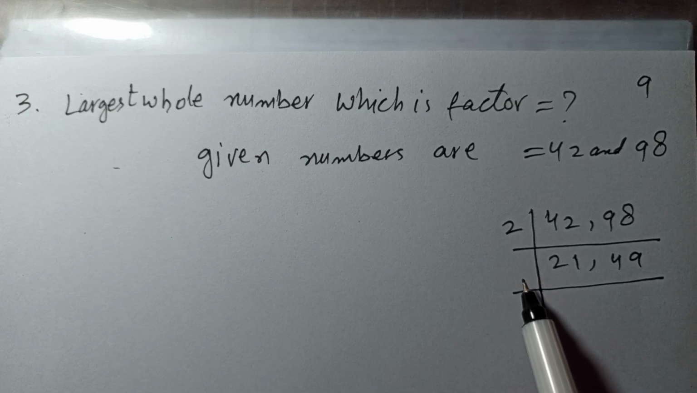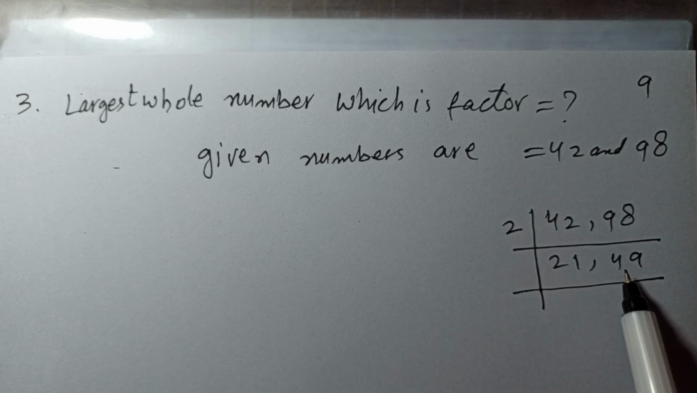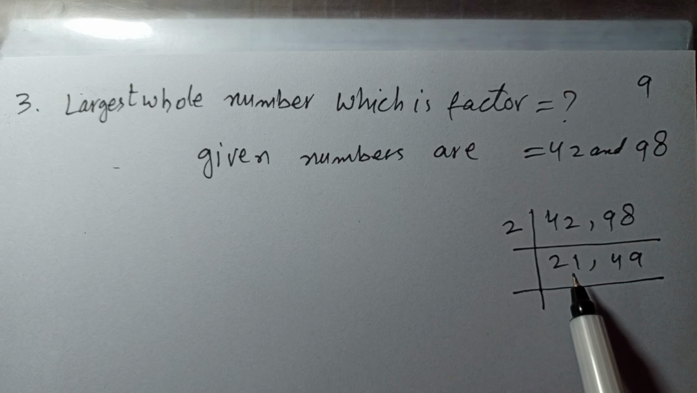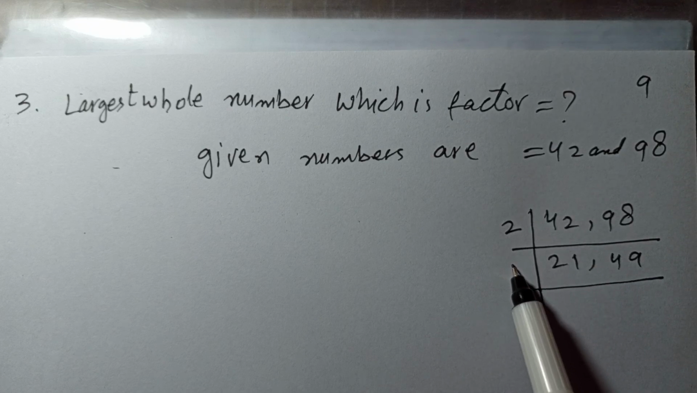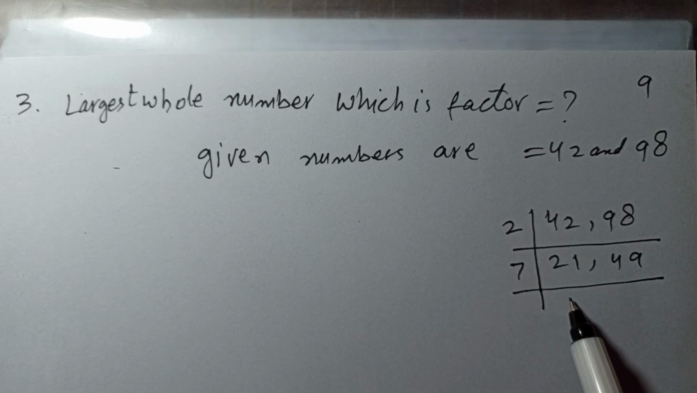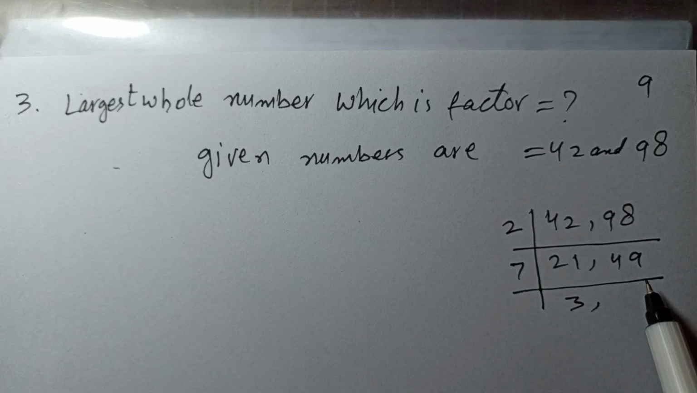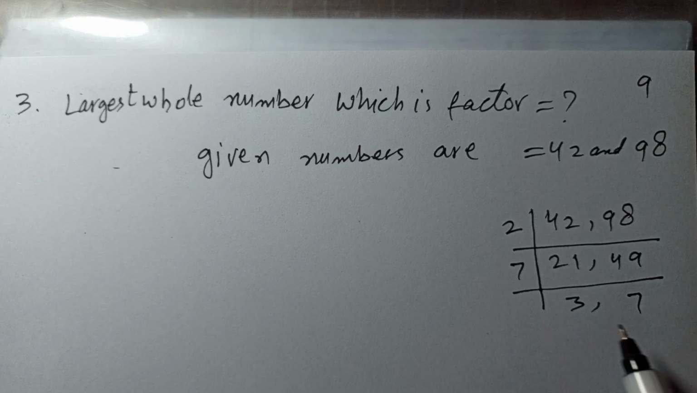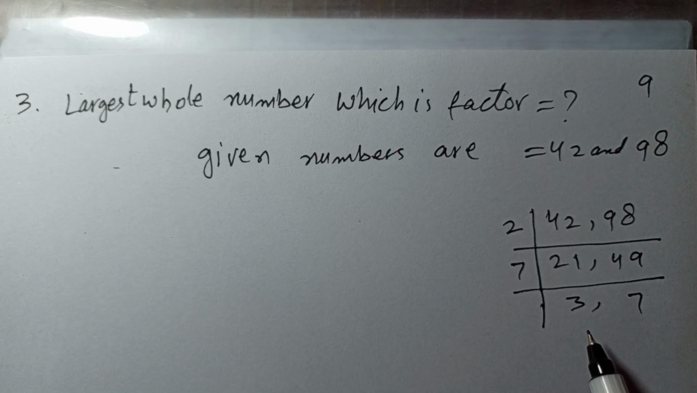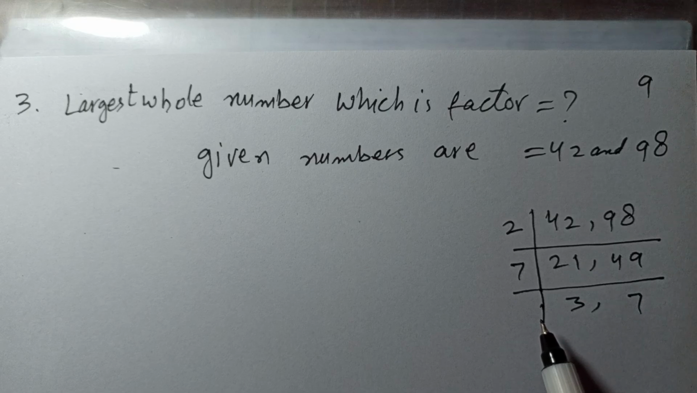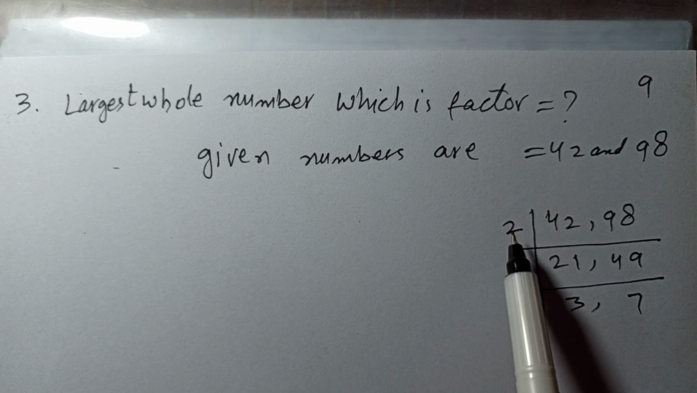21 is divisible by 7. 7 3s are 21, and 49 is also divisible by 7. 7 7s are 49. So we can choose 7. 7 3s are 21, and 7 7s are 49. Now you can see that here 3 is a prime number and 7 is also a prime number, and these are divisible by themselves only. So we will not get any number that can divide both of these. So we will stop here.